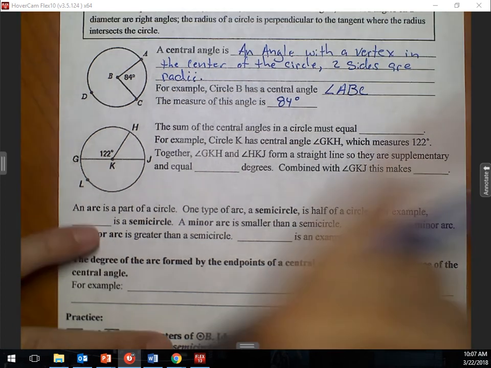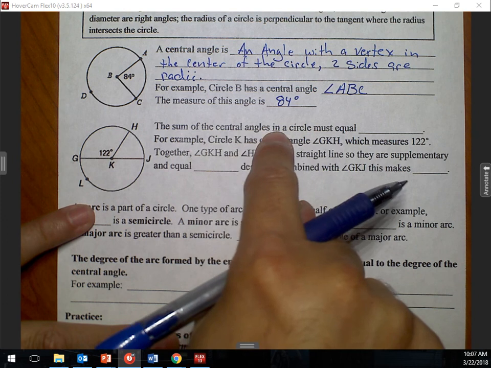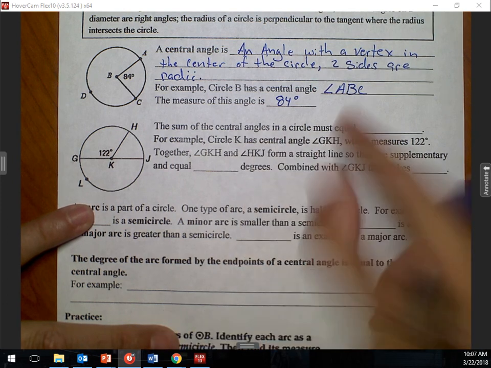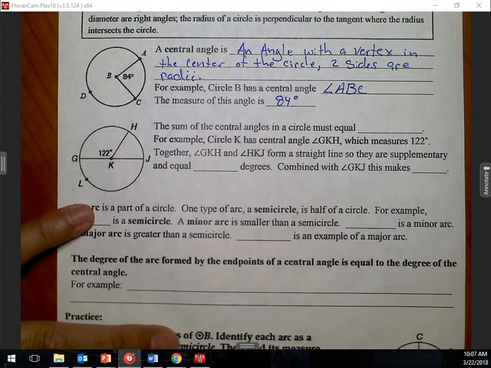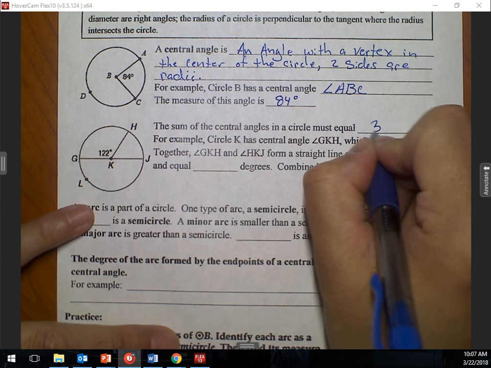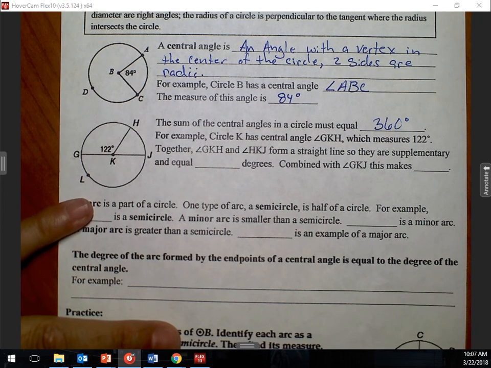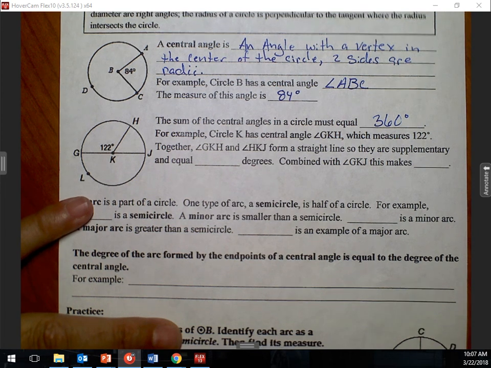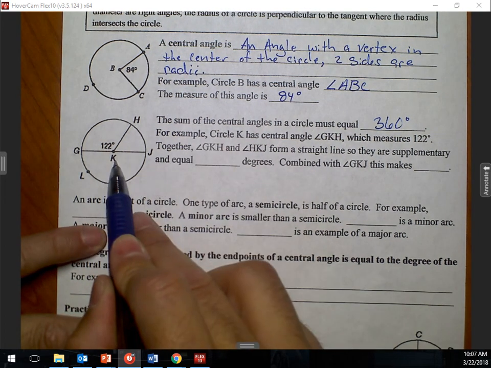All right, so the sum of the central angles in a circle must equal, so all of it, the sum means it all adds up. What is the whole circle? 360 degrees. There we go. All right. Okay, so for example, circle K. This is circle K, right? Because K is my center point.